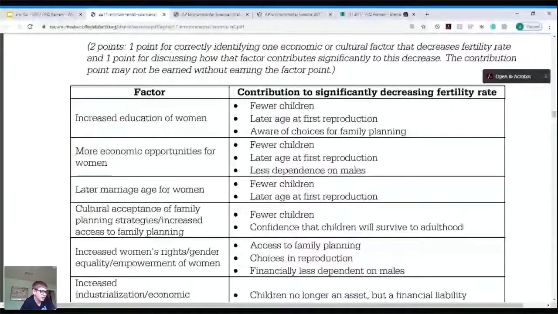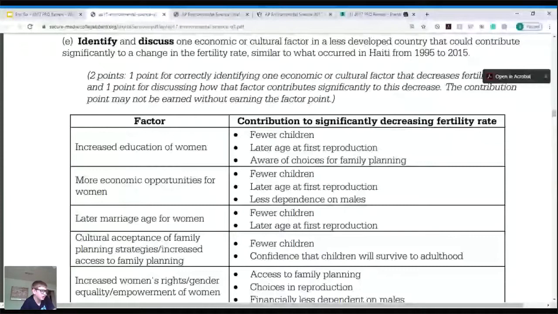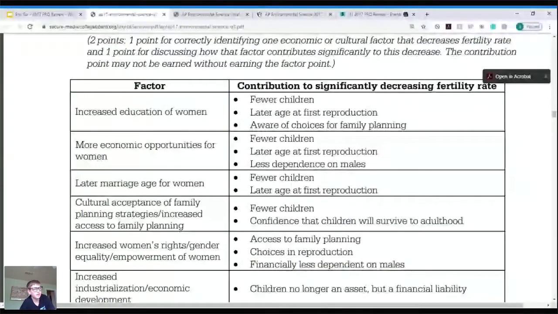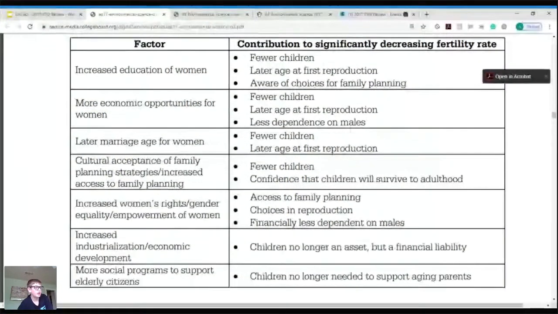Here we have: identify and discuss one economic or cultural factor in the decrease in fertility rate. So what do we have? Increased education of women. That could be a cultural factor if you say that women are under less stringent cultural regulations by men to not be educated. But it could be an economic reason if you say increased free and available education for women. As long as you bring up something about money or the absence of money, then it can become an economic thing. Let's see, more economic opportunities for women. A later marriage age for women. This one's a cultural one: get rid of the cultural traditions that say you have to marry at 13.